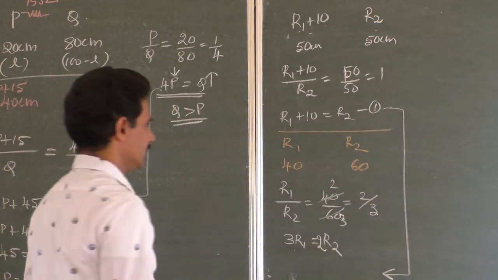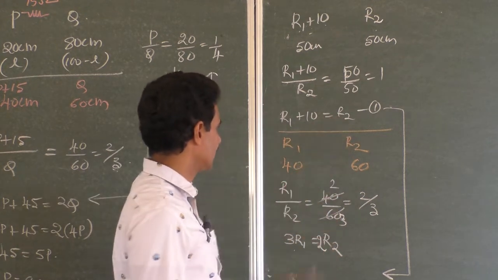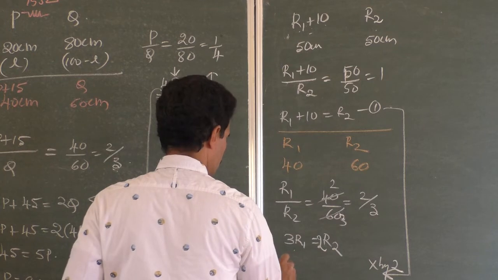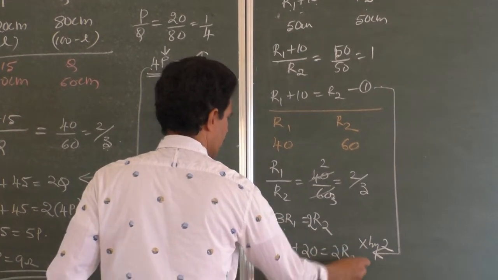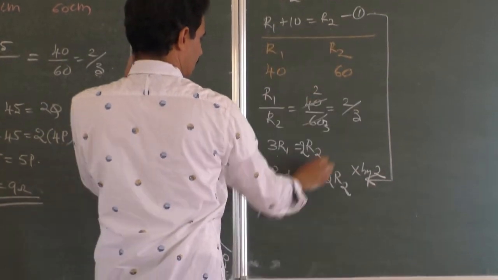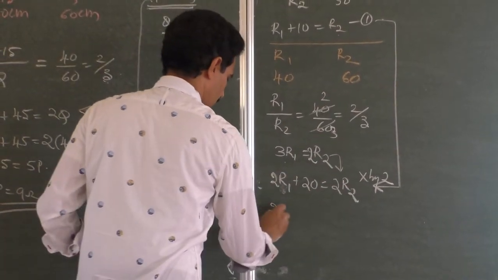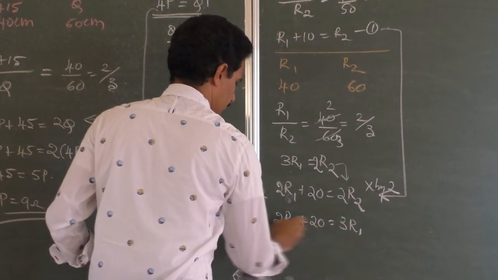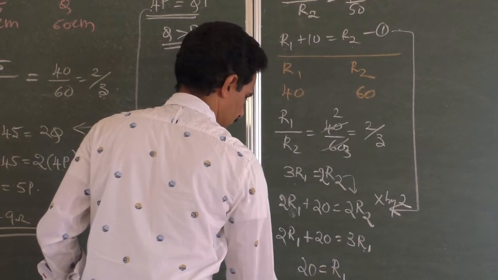I will take this equation and multiply by 2, because I have 2R2 here, so that I can substitute it. What I will get? 2R1 plus 20 is equal to 2R2. Now bring this 2R2 here, 3R1. Then the whole equation will be 2R1 plus 20 is equal to 3R1. You bring this R1 here, 20 is equal to R1. So R1 is 20 ohm.